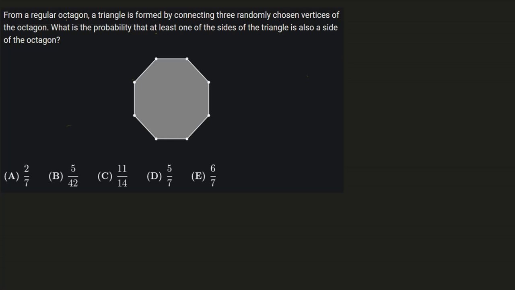Let's look at this problem. From a regular octagon, a triangle is formed by connecting three randomly chosen vertices of the octagon. What is the probability that at least one of the sides of the triangle is also a side of the octagon?